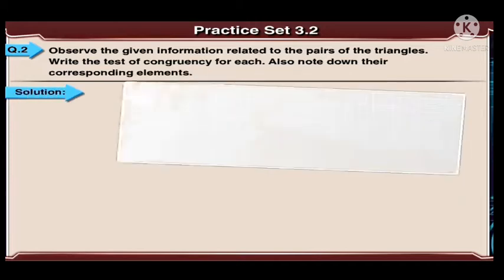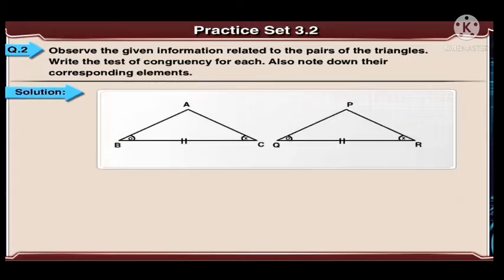Observe the given information related to the pairs of triangles. Write the test of congruency for each. Also note down their corresponding elements. Solution. Observe the first figure. Here, in triangle ABC and triangle PQR, angle ABC is congruent to angle PQR.